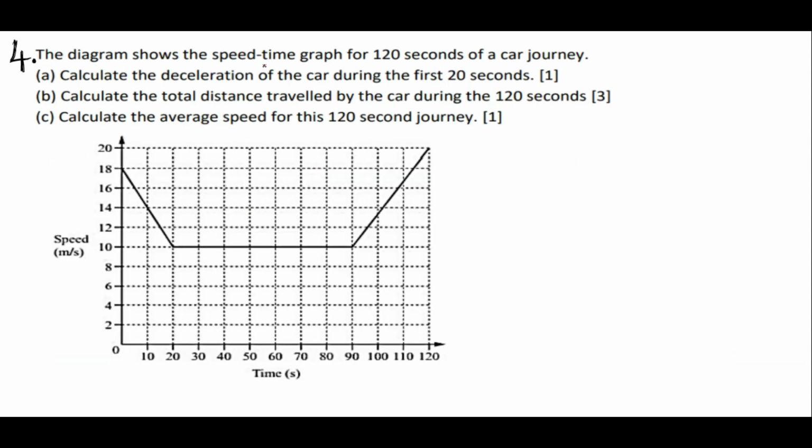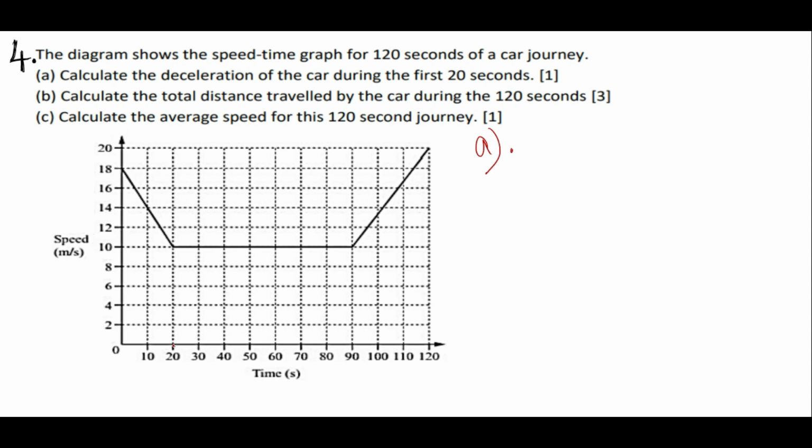The diagram shows the speed time graph for 120 seconds of a car journey. Part A, calculate the deceleration of the car during the first 20 seconds. Part B, calculate the total distance traveled by the car during the 120 seconds. And calculate the average speed for this 120 second journey. So starting with part A, calculate the deceleration of the car during the first 20 seconds.